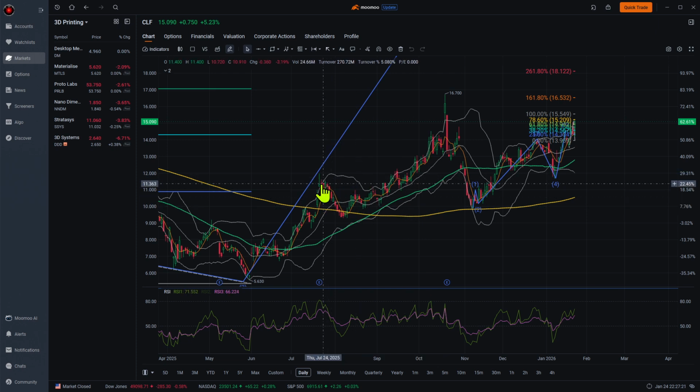Wicks are price rejection or absorption at the bottom. Like, I want this. The rejection at the top, I don't want it. And absorption at the bottom, I do want it. So that's what wicks are telling you.